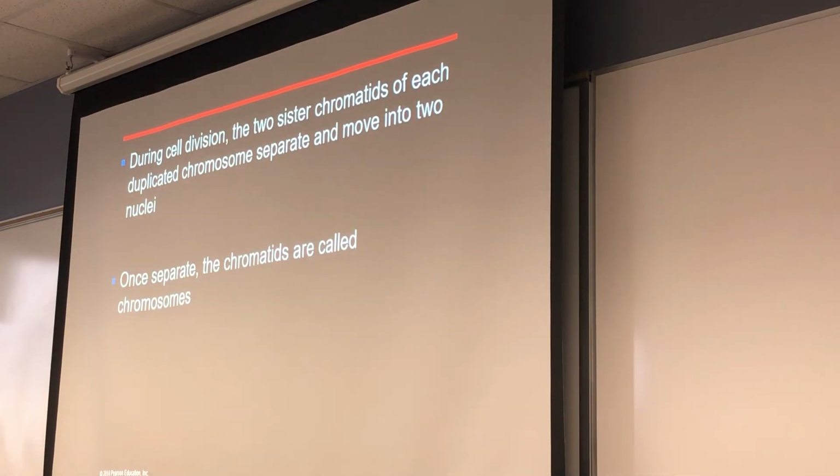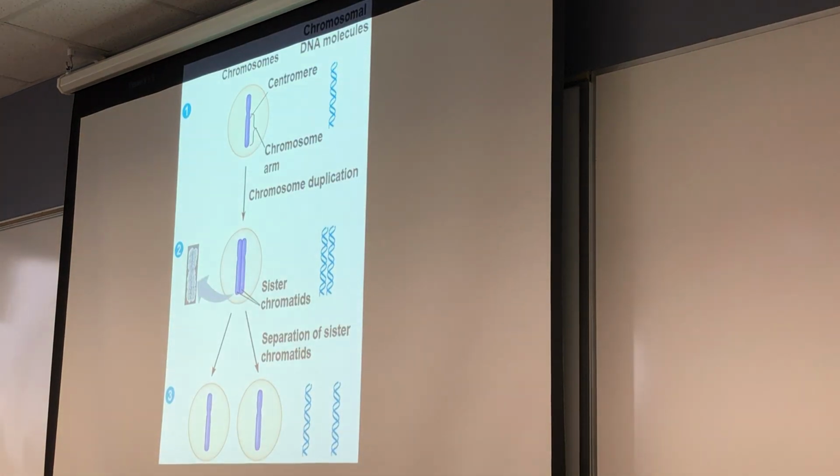So during subdivision, the two sister chromatids of each duplicated chromosome separate and move into two nuclei, right? Once they separate, then the chromatids are called chromosomes. But while they are together, it is one chromosome. So here, one chromosome with two sister chromatids, and then here they separate, and now they are two chromosomes, two daughter cells.